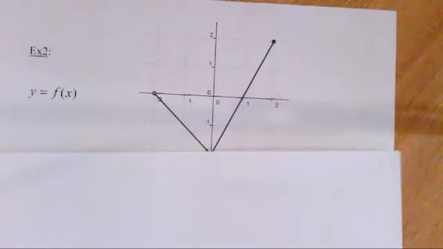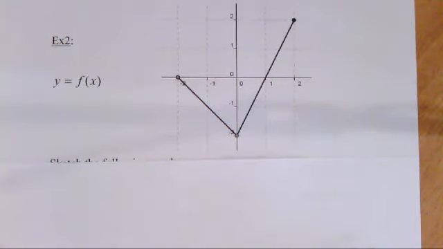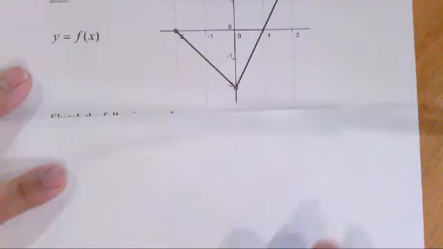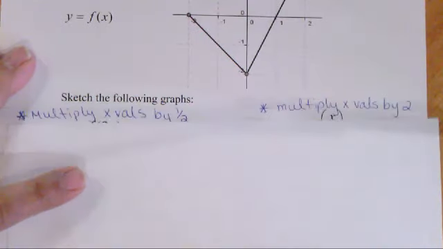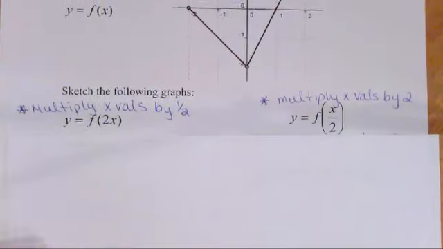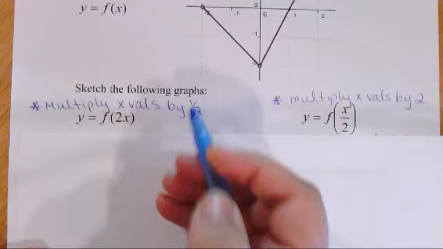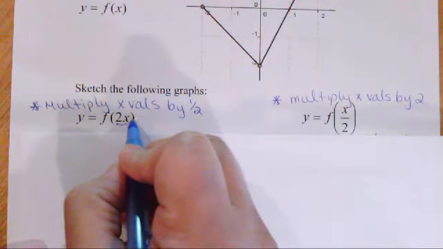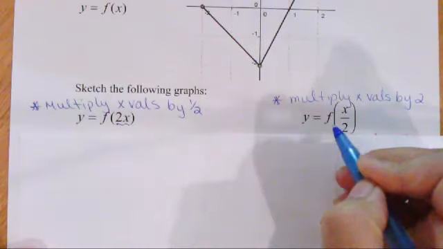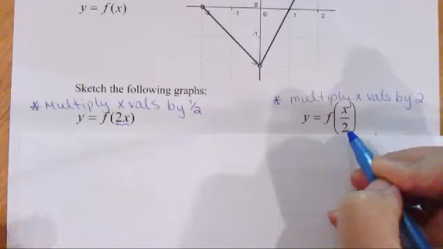All right. Now, to the other examples on the next page, this is what we're going to start off with. And what we're going to do is we're going to sketch the following graphs. The graphs are y equals f of 2x. Notice the placement of this now. The 2 is inside of the bracket. It's being applied on the x. And over here, I've got f of x over 2.